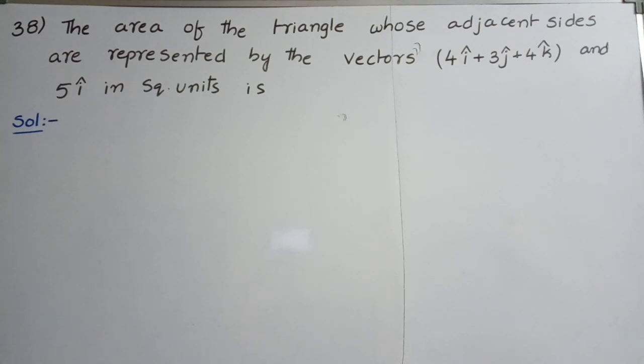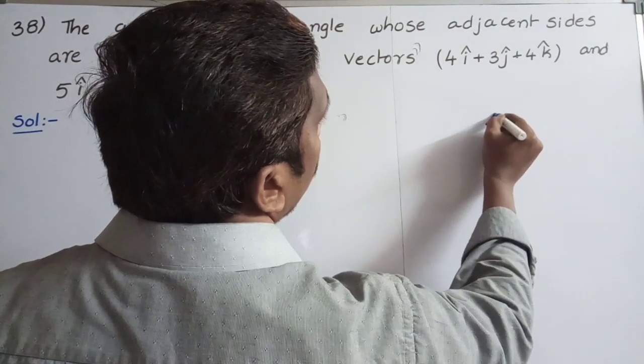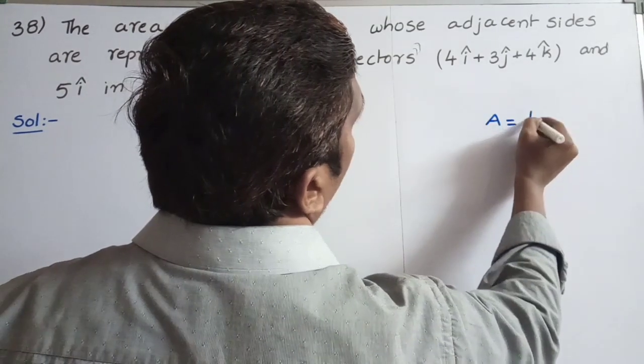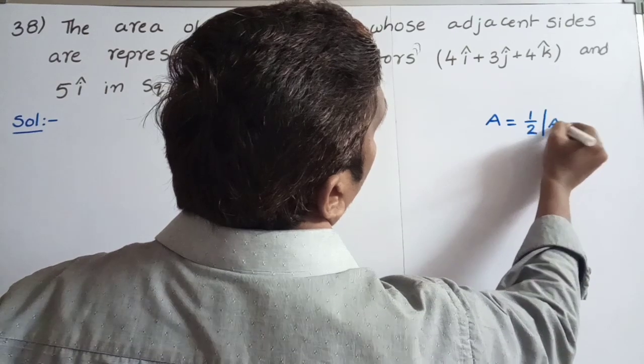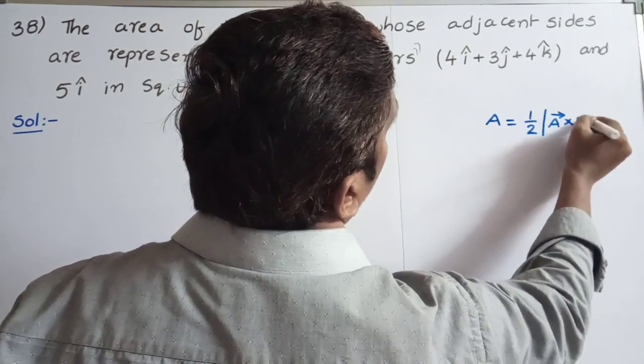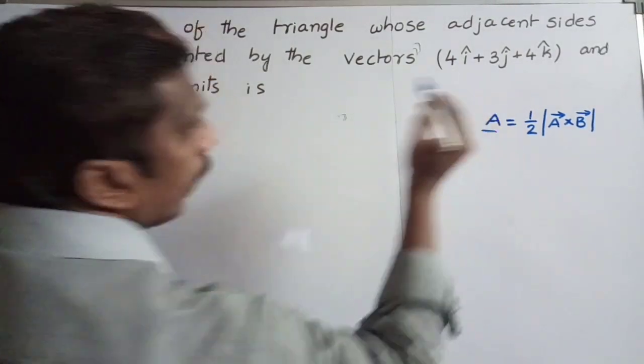Problem number 38. The area of the triangle whose adjacent sides are represented by the vectors 4i cap plus 3j cap plus 4k cap and 5i cap in square units. If we want to find the area of the triangle with two adjacent sides, the formula for area of the triangle is equal to half into a bar cross b bar. Here A stands for area.